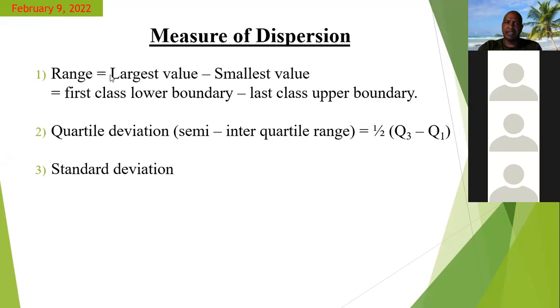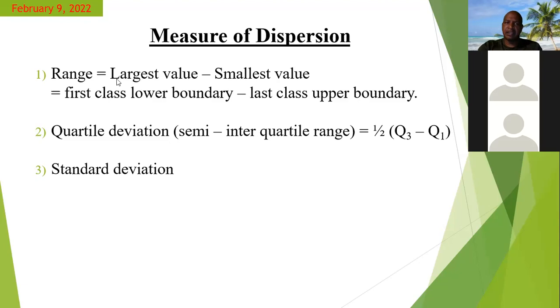We have the range. And in order to calculate the range, you subtract the smallest value from the largest value. So when you have a distribution in the left column, you look at the smallest value and you look at the highest value. To calculate the range, you subtract the smallest value from the largest value, and that gives you the range.